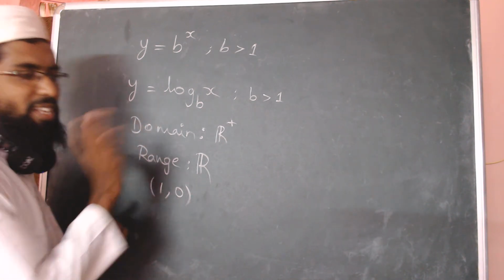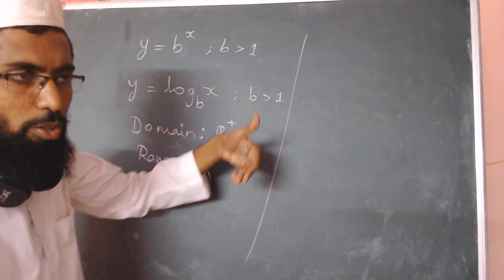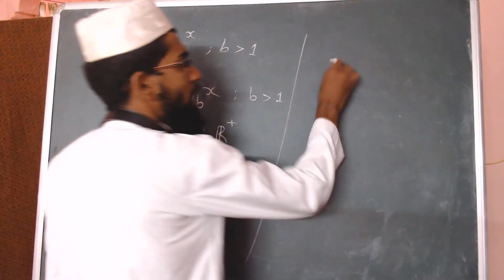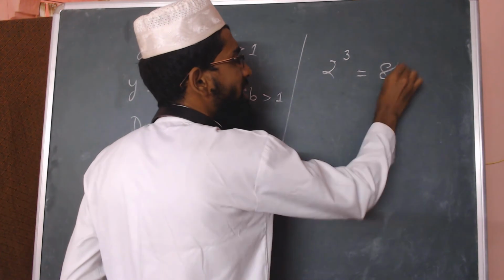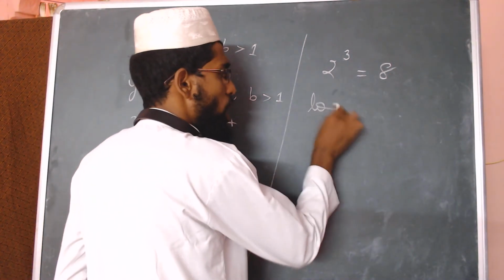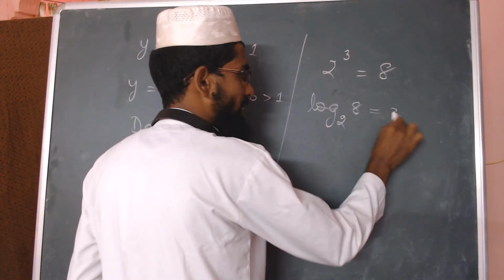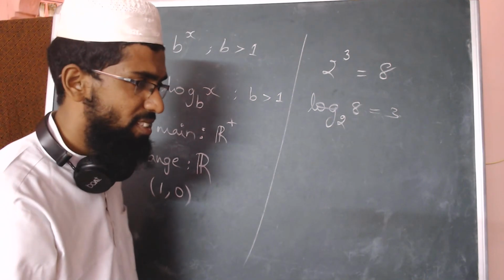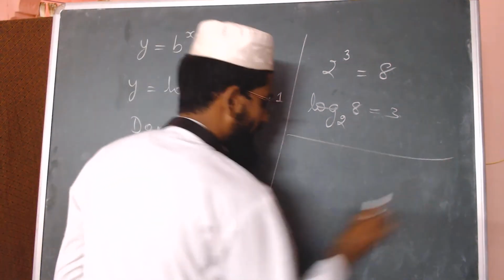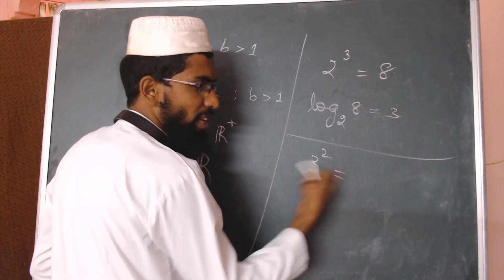In order to understand this more clearly, let me change an exponential form to a logarithmic form so that you will understand it. If 2 cube equal to 8, this is in exponential form. How can I write it in logarithmic form? I can write it as log of 8 base 2, which is nothing but 3. Let me explain with the help of squaring. If 3 square equal to what?